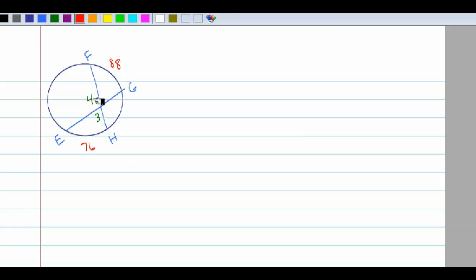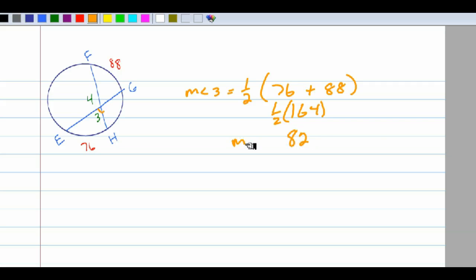We're looking for the measures of angles 3 and 4. Now right off the bat we have to identify which one we're going to solve for first. Well, if you notice 3, this angle right here, intercepted arc EH, 76, and its vertical angle, 88. So we know the measure of angle 3 is equal to 1/2 of 76 plus 88. This becomes 1/2 of 164, which is going to be 82. Measure of angle 3 equals 82 degrees.